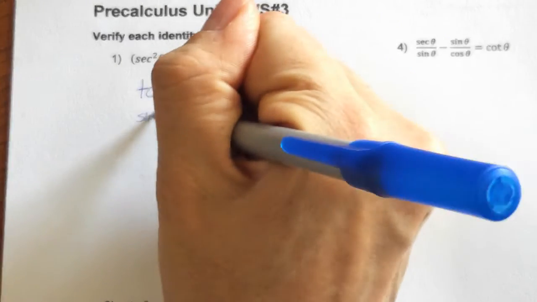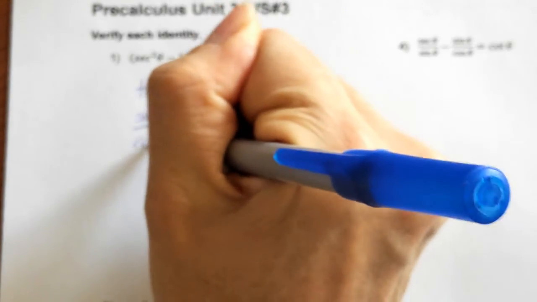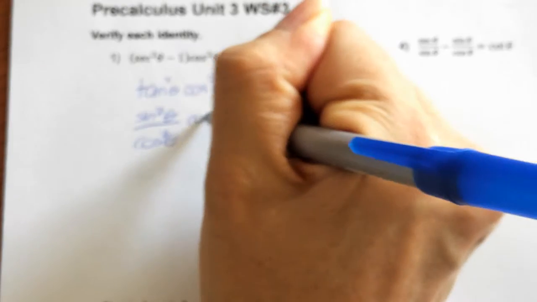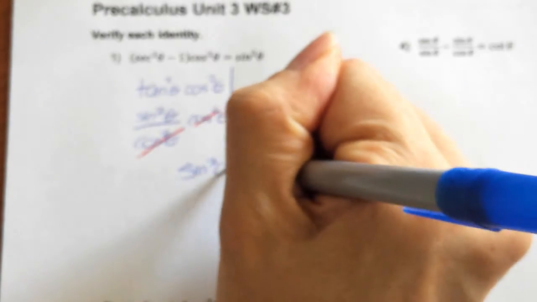So this is sine squared theta over cosine squared theta times cosine squared theta. Those cancel, and I am left with sine squared theta.